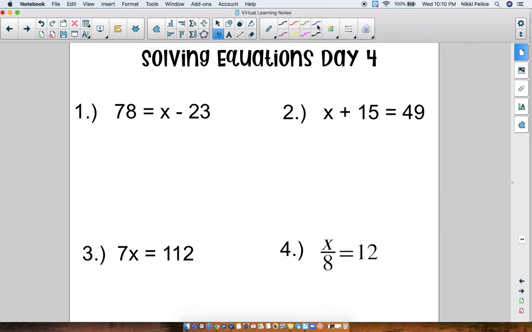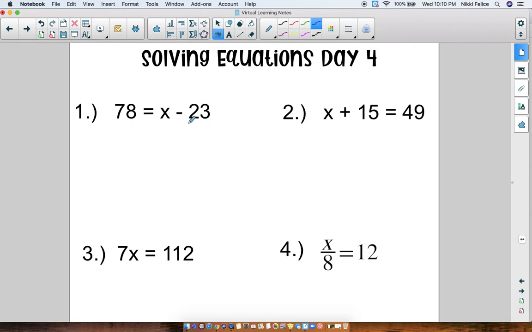Okay, so now that we've solved these 4 equations by ourselves in our notebook, let's go through them together. Number 1, 78 equals x minus 23. So in this problem, I see subtraction. We have a variable here. I don't know what this number is, but some number, when you take away 23, you're left with 78.